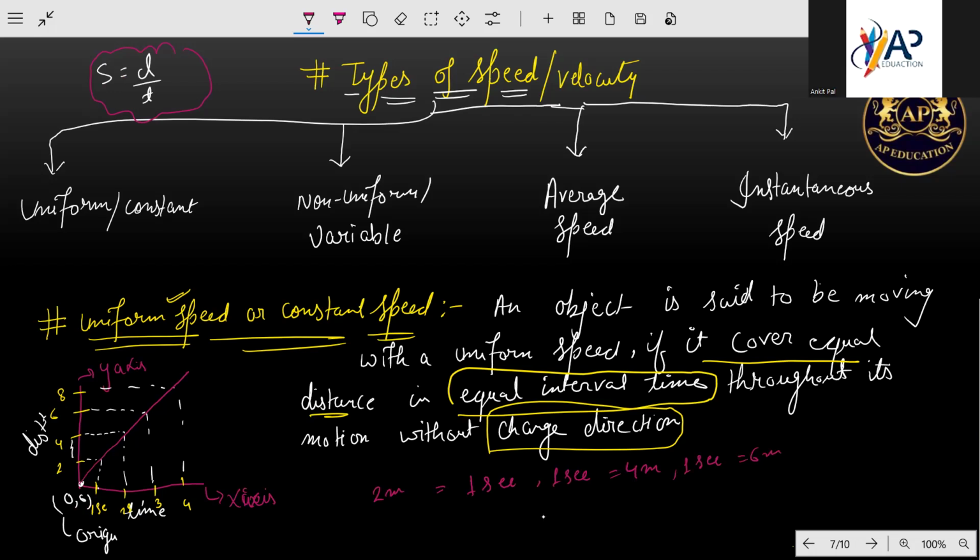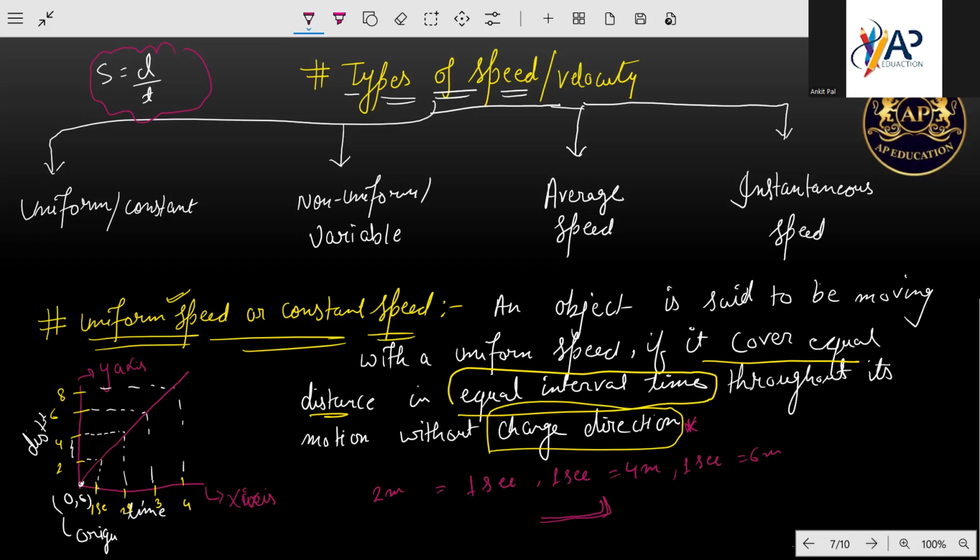Listen, if the object changes direction, it means it changes in velocity. Direction is mainly important in velocity. If the direction is changed, then velocity is also changed. But speed is not changed, because speed is a scalar quantity, and a scalar quantity is defined only by its magnitude. I think it's clear now. Very good.